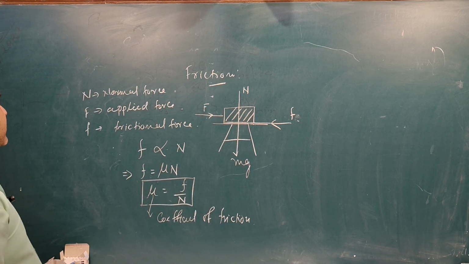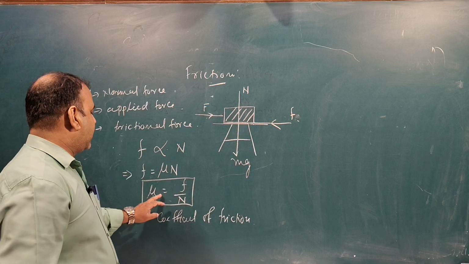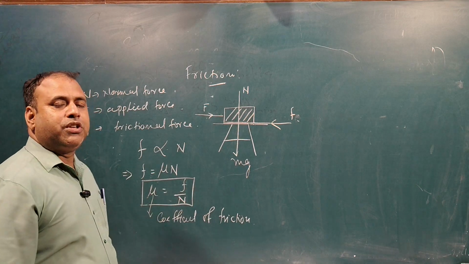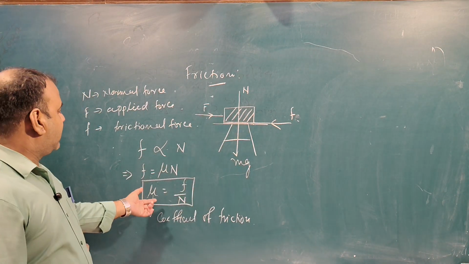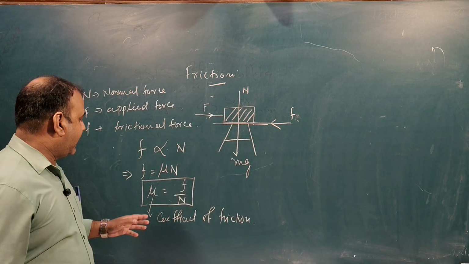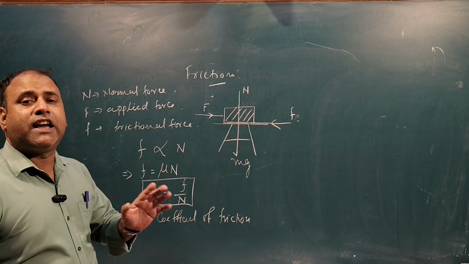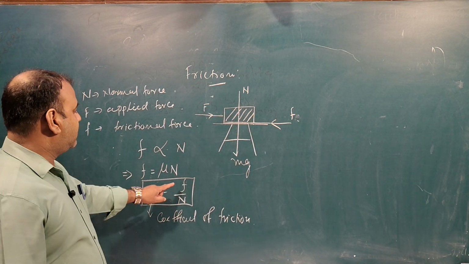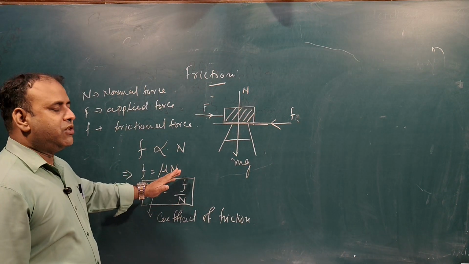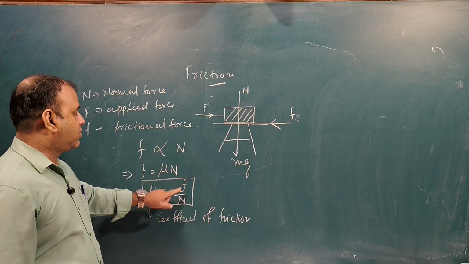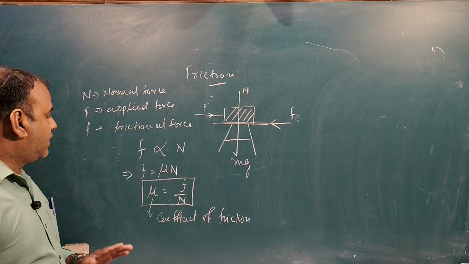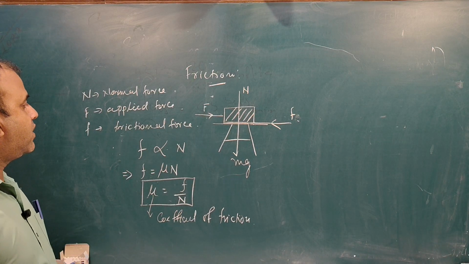So coefficient of friction is basically represented by mu. Mu is equal to F by N. So this is called coefficient of friction. You remember from the given relation, it is clear that the coefficient of friction has no unit, because here there is a force, force is Newton. Here also force, Newton. So Newton cancels with each other. So that is why coefficient of friction has no unit.